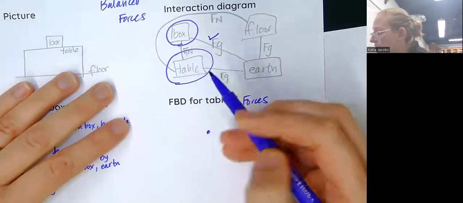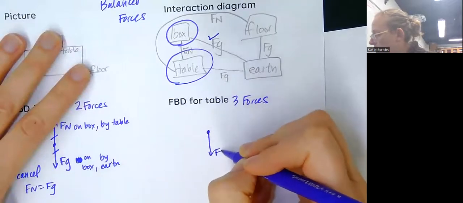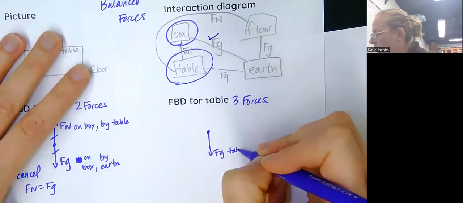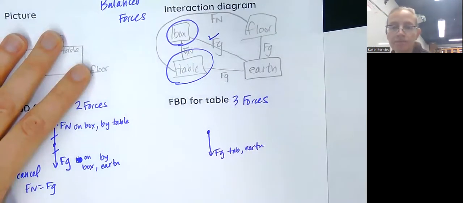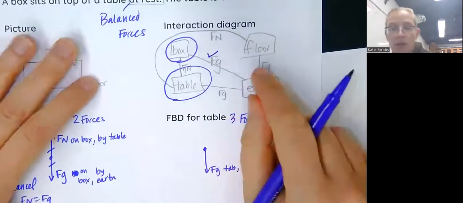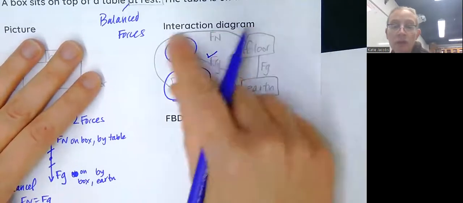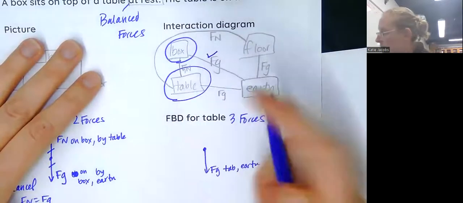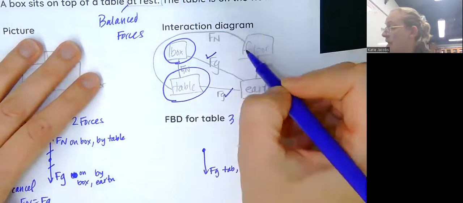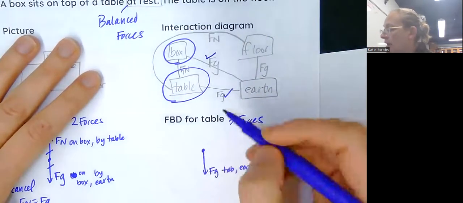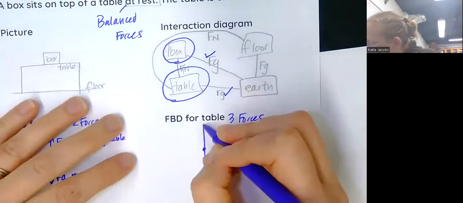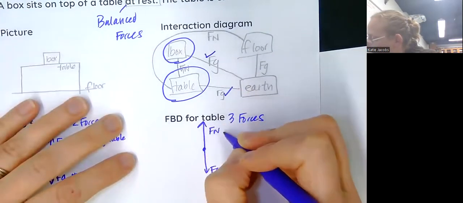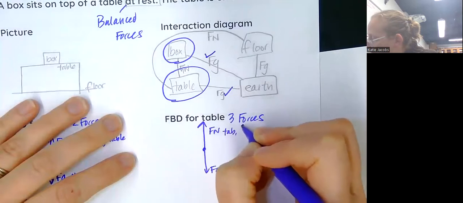The first one I'm going to do is Fg on the table by the earth. The next one I'm going to do is between the floor and the table. Check off Fg. I ask, how is the floor pushing on the table? It is pushing it up. Fn on the table by the floor.